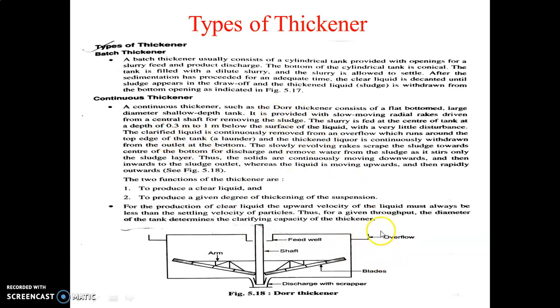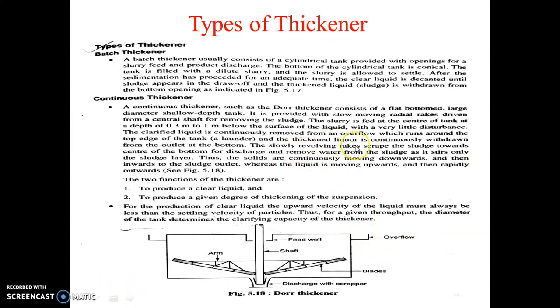The clarified liquid is continuously removed. This clear liquid is removed from the overflow which runs around in the form of an outlet. So here the outlet is provided. So it is a circular type equipment. So the clear liquid, or we can say the overflow, is taken here. So this is also called a launder.